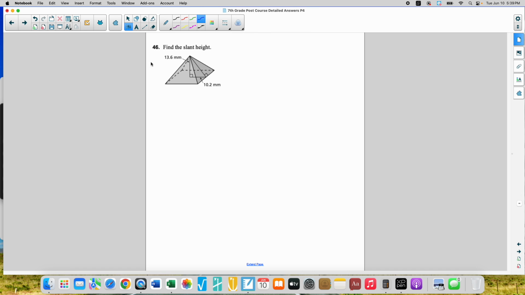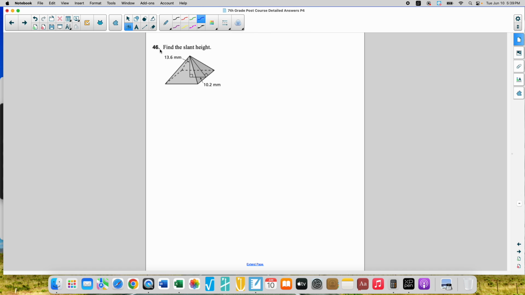Okay. Number 46. So find the slant height. We need to know that slant height is really important when we want to find the surface area. Now in this question, we're still going to use the Pythagorean theorem because we see this right triangle within this pyramid. I'm assuming this is a square pyramid.